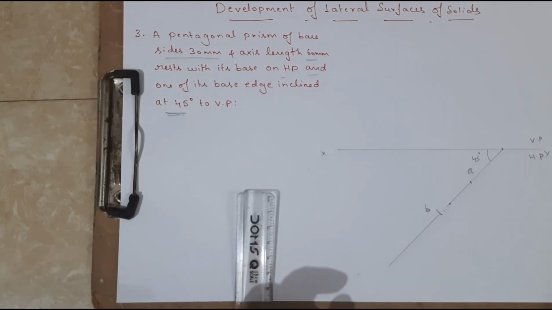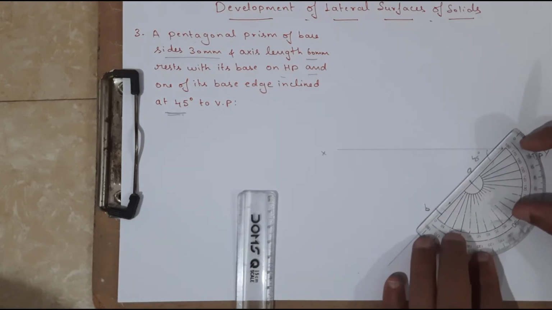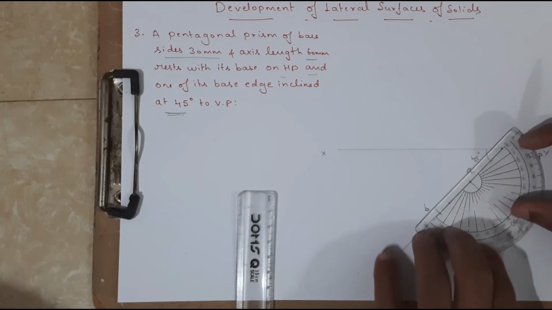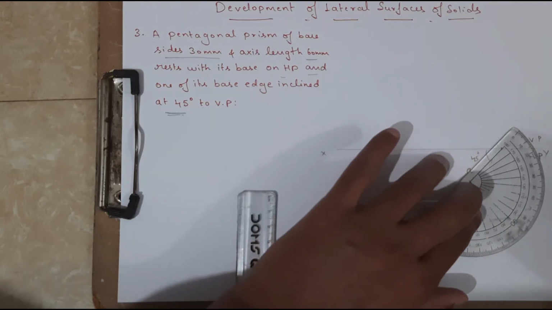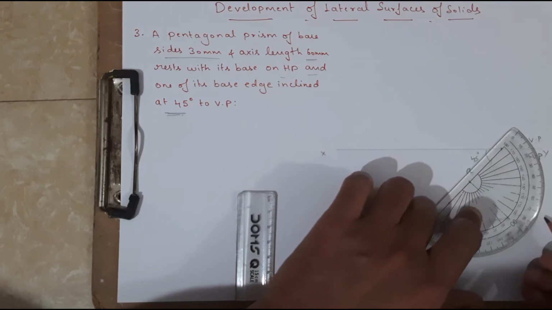As we all know, the angle between the edges in the case of a pentagon will be 108. Okay, so from the corner A, I am going to take the measurement of how much? 108.